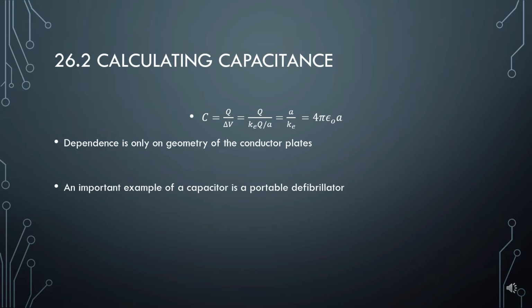Calculating capacitance can be derived from the magnitude of charge Q over the potential difference, change in voltage, to a simplified version of 4 times pi times epsilon naught times a. This displays that the capacitance of an isolated charged sphere is proportional to its radius and is independent of both the charge on the sphere and its potential, as is the case with all capacitors. Dependence is only on the geometry of the conductor plates, and an important example of a capacitor is a portable defibrillator.